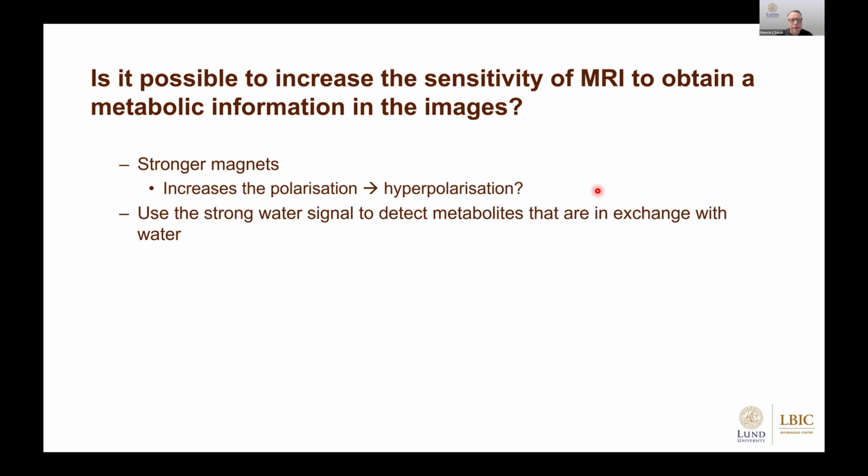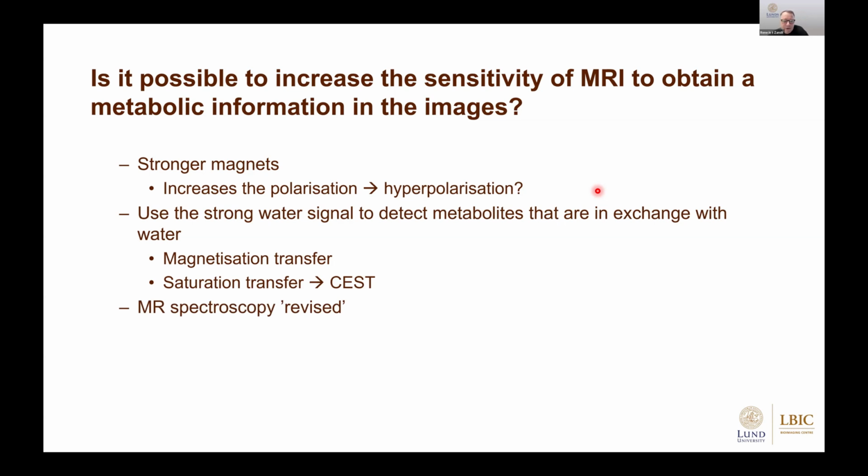What we can also do is use the strong water signal to detect metabolites that are in exchange with water. So if you have a component that's just communicating with water, even though we don't see the component, we still can look at its effects in the strong water signal. That's what CEST is about, and I'll come back to it in a few minutes. It's called saturation transfer. It's a technique that's also 50 years old. It's used a lot in spectroscopy. It has been rebranded and reused and given a new acronym. But in the basis, it's a very old technique.